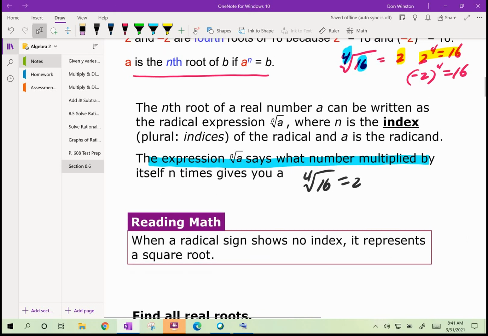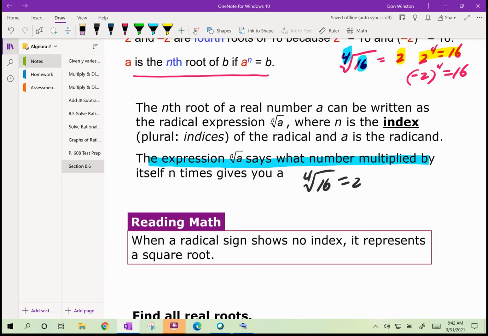So when a radical sign shows no index, it represents the square root. And we've worked with square roots before. So the square root of 36 equals 6. It could also equal -6, because -6 squared is equal to 36, and 6 squared is equal to 36.